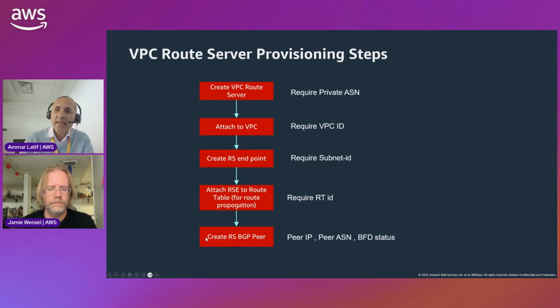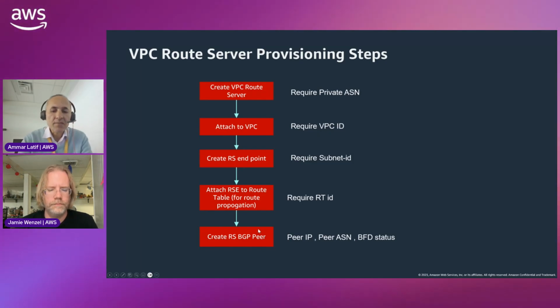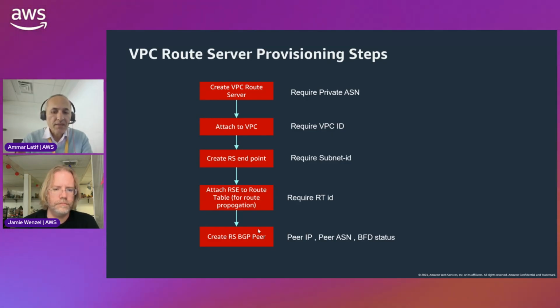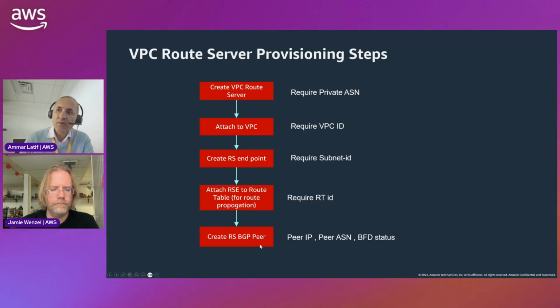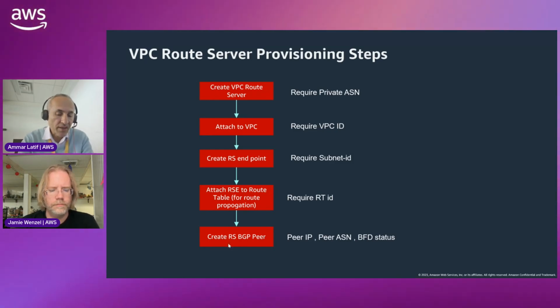And then you create a peer. Creating a peer is basically just like going into a router and you say, router BGP, neighbor, blah, blah, blah. This is the ASN number. This is the peer ID. This is basically the details of the neighbor. You create it again either through the console or through the AWS CLI.